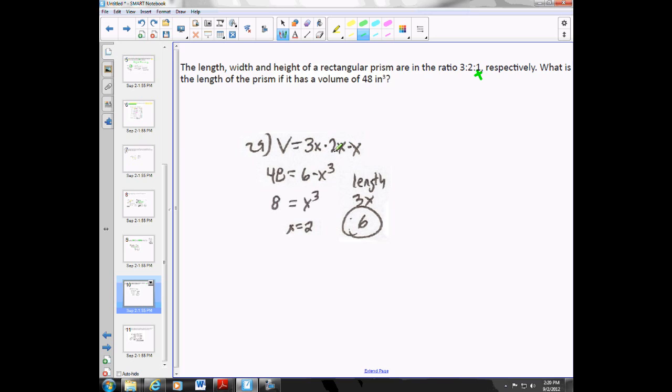Well, x times x times x is x cubed, and 3 times 2 is 6, so 6 times x cubed. Now you divide by 6. 48 divided by 6 is 8, so 8 equals x cubed, and 2 cubed is 8, so 2 times 2 times 2. It asks what the length is. Well, the length is the first one, that's the 3, and that's why the length is 3x, so you do 3 times 2, which is 6. So the length is 6, the width is 4, and the height is 2.